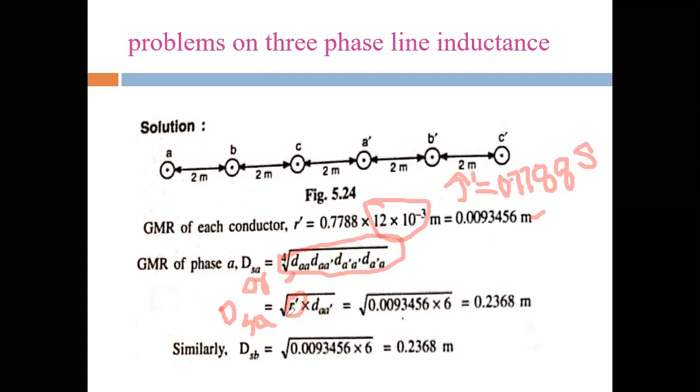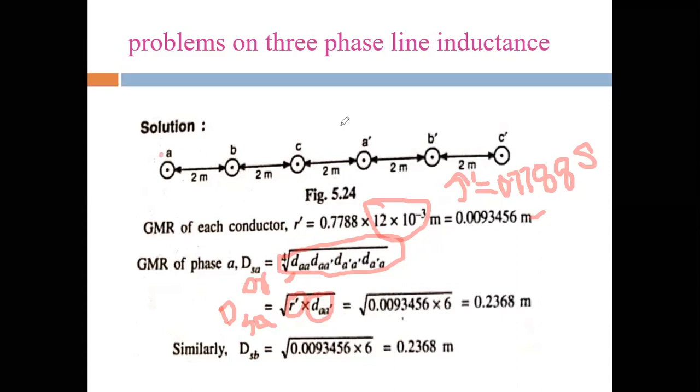What is the DSA formula? It is the square root of r dash times DAA dash, where r dash means the GMR. Here r dash is 0.0093456. Next we find out DAA dash.